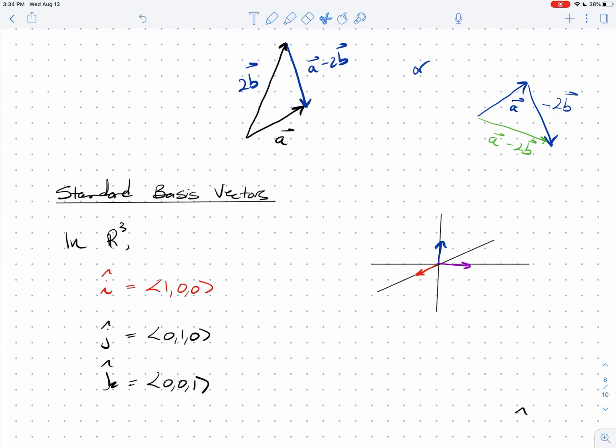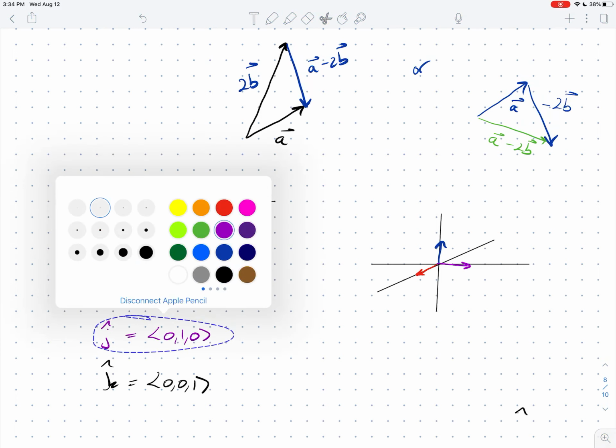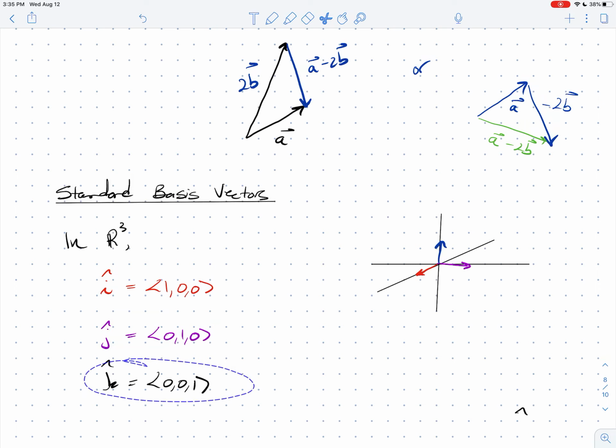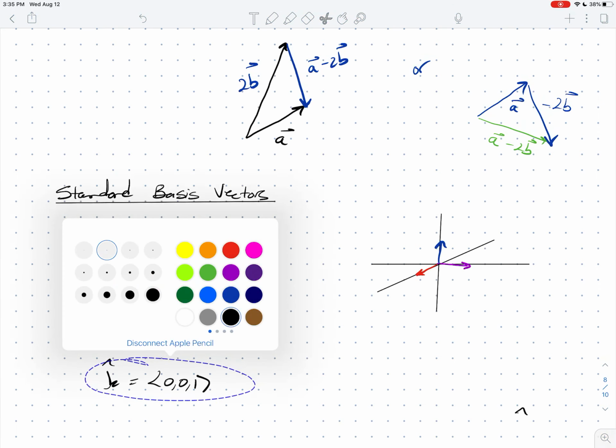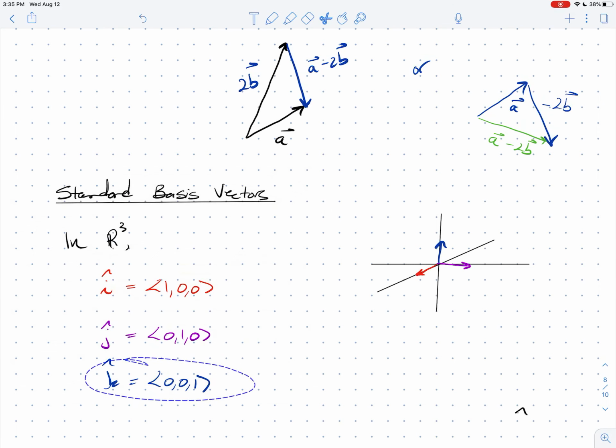J hat is the one that's along the y-axis, one on the y-axis. So that one's the one that's purple. And then K hat is the one on the z-axis. So we said that one was blue. We do write them with a hat. You can, I guess, write I bar. I wouldn't have a problem if you do that. But for whatever reason, it's very common to put little hats over these because these are sort of special vectors. I'll mention why in just a moment.